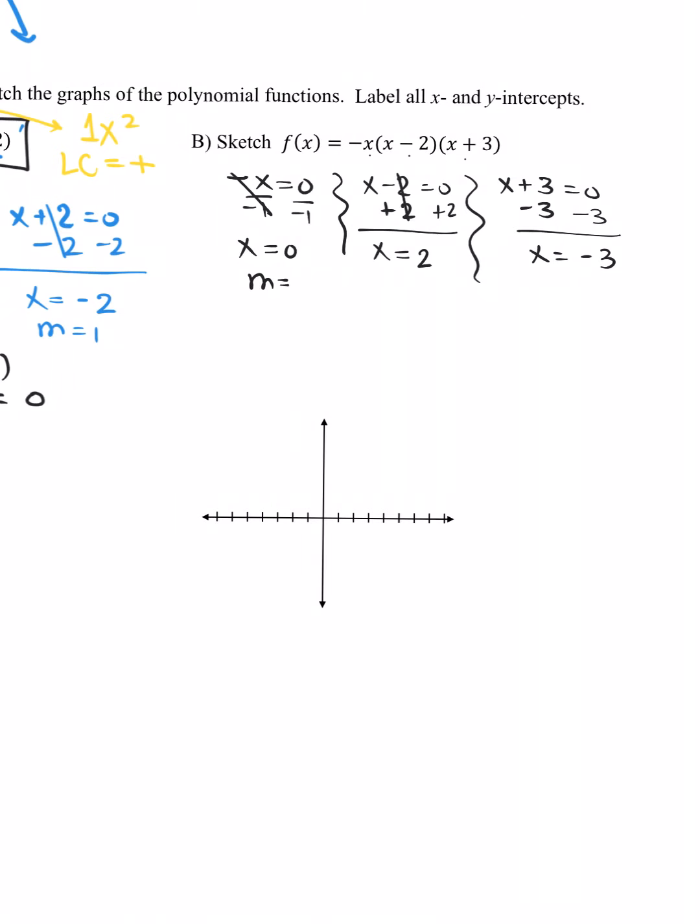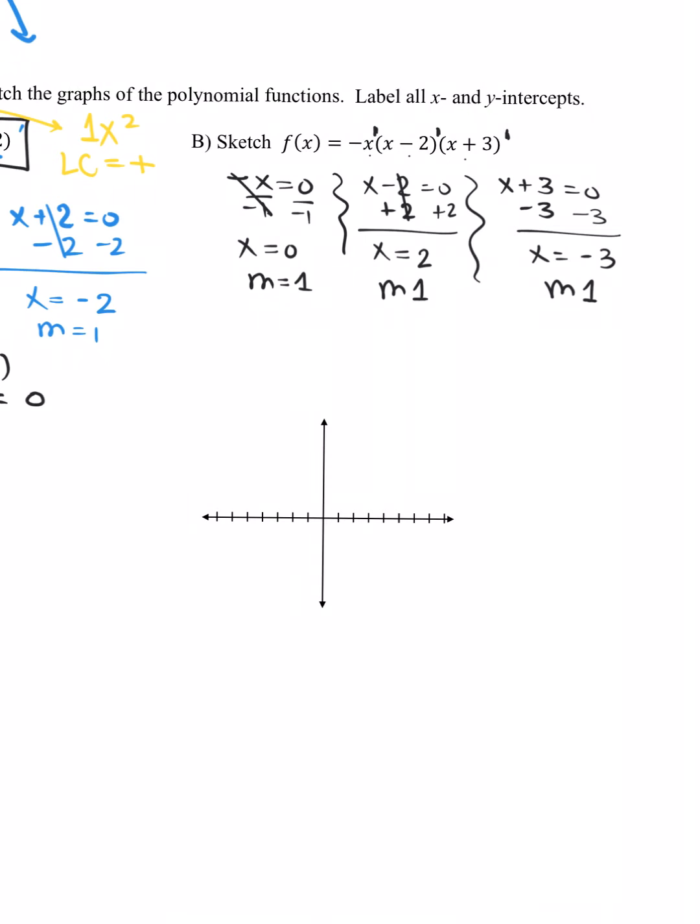All of these have a multiplicity of 1. Every single one of them, because these are all powers of 1, right? There's not a single squared on here. So that means every x-intercept is going to go through the x-axis.